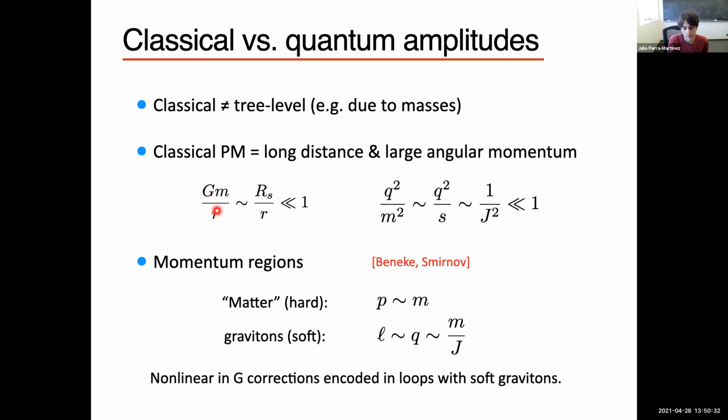As I said, there's this small parameter GM over R. From the point of view of the amplitudes, Q over M is small, or equivalently, this is a large angular momentum expansion at long distances. In practice, how do we do this? We focus on certain momentum regions. The matter lines will have hard momenta, and the graviton lines will have soft momenta, which are suppressed by inverse powers of angular momentum. J is just M over Q, basically. So what you should remember is that the nonlinear corrections in G are encoded in loops with these soft, classical gravitons.